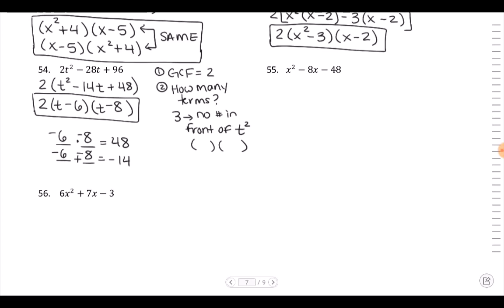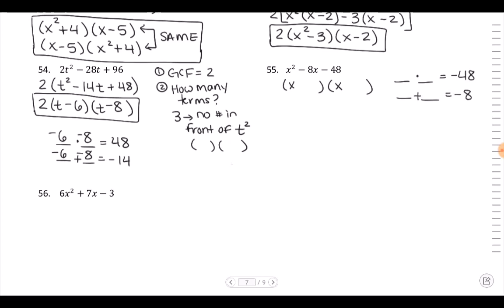Okay, so on 55, I first look for a GCF, no GCF. So then I say, okay, how many terms do I have? I have 3 terms, and there's no number in front of x squared, so we just set up our 2 sets of parentheses. Put my x here and here, and the reason I know that x goes there is because I need 2 things that multiply to x squared, and that would have to be x. And then I'm looking for 2 numbers that multiply to give me negative 48, but they have to add up to negative 8.